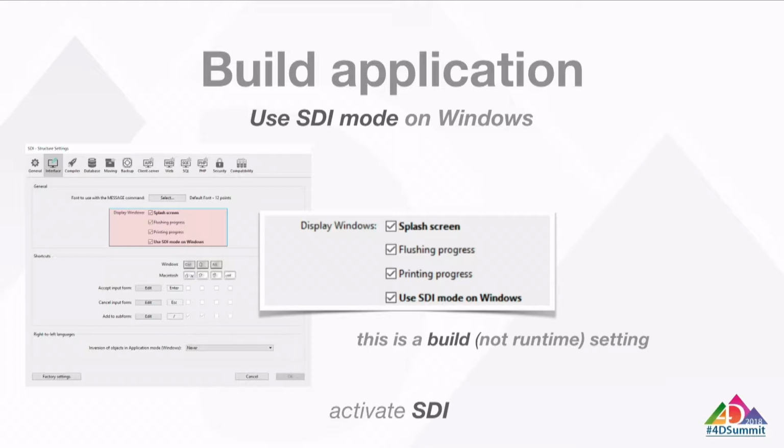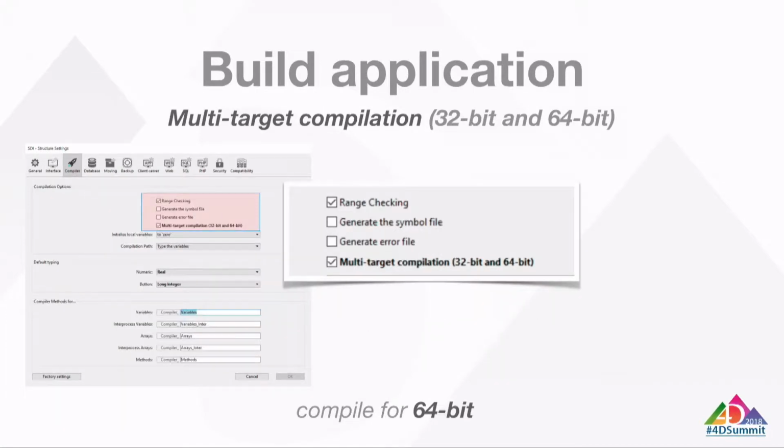So even though the option is kind of accessible at runtime, actually this is something that is taken into account when you build an application. And something else you need to know, it's probably obvious, but because this option is only available for 64-bit applications, it is implied that you also check the multi-target compile option, compile your application for 64-bit as well. See? That's something else you need to know.